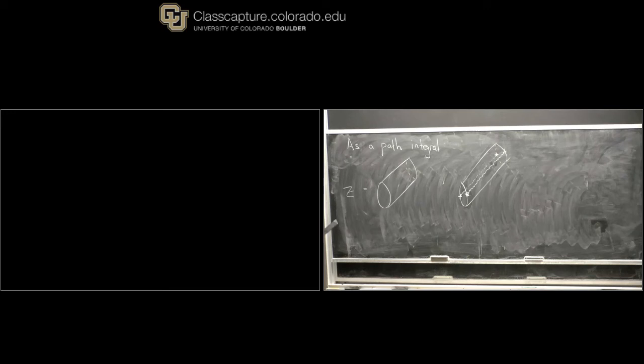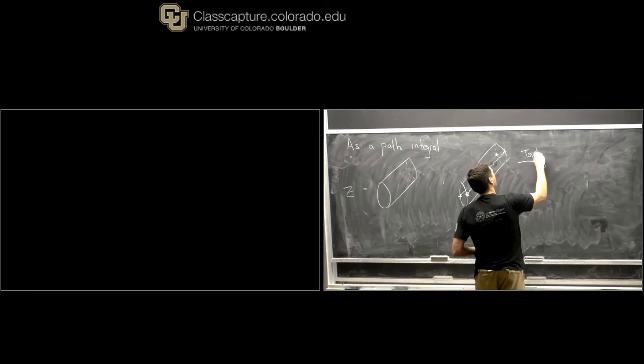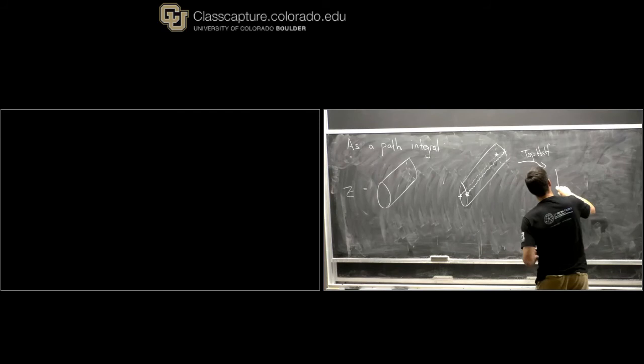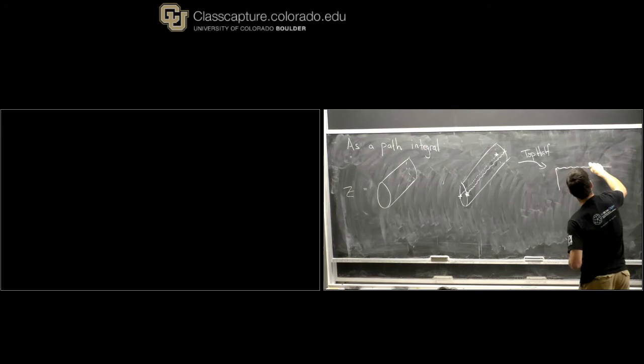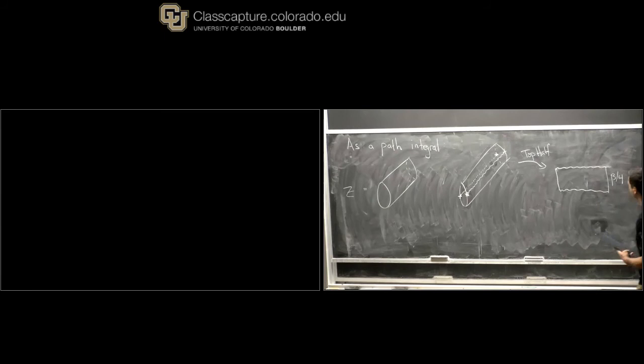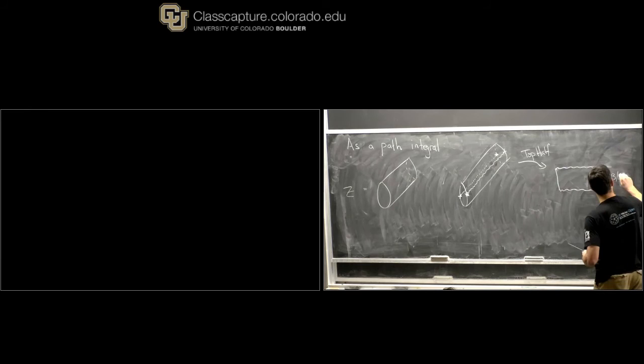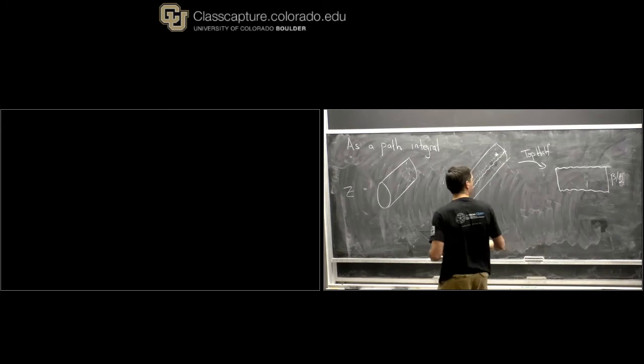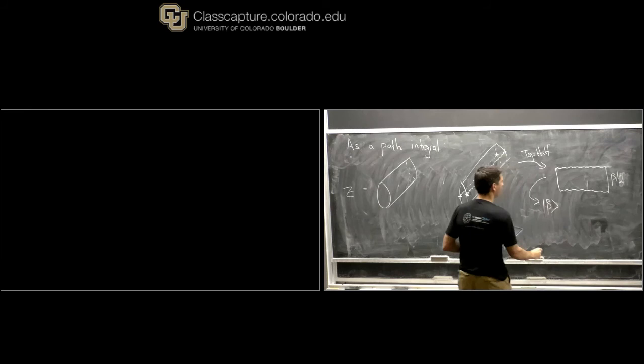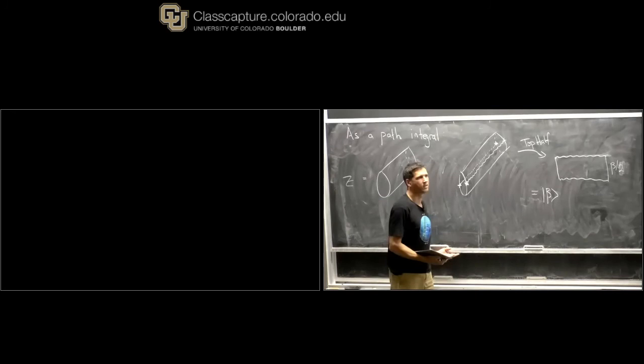I've taken the cylinder and I've lopped it in half to make a half cylinder. The top half of this drawing is just a strip of size beta over 2. Why did I write 4? Beta over 2. Okay. So now we've cut it in half, and we're going to interpret this as the state beta.